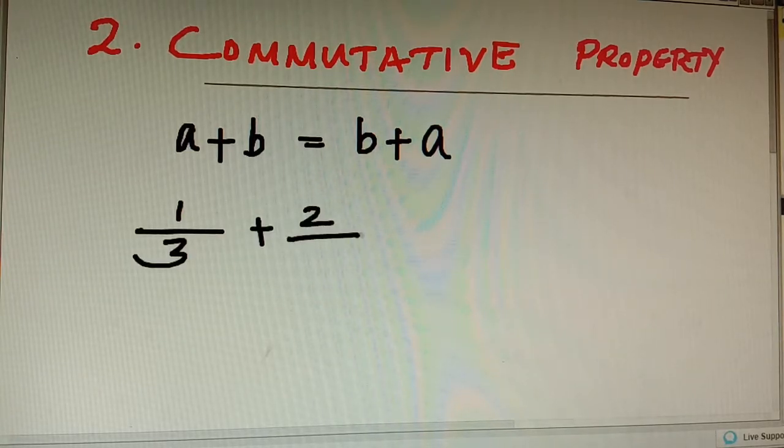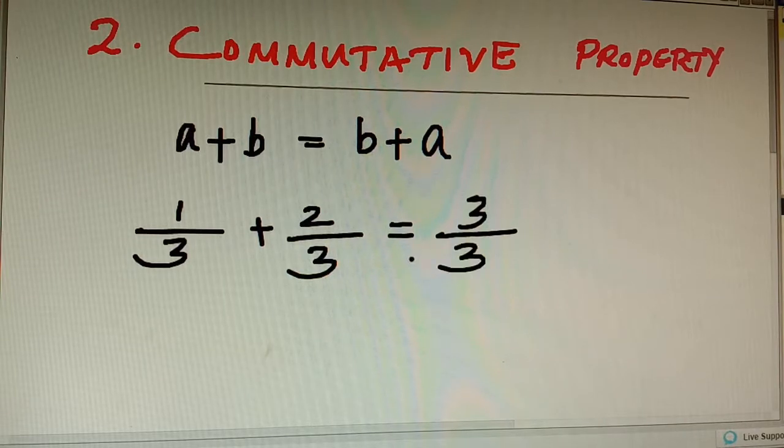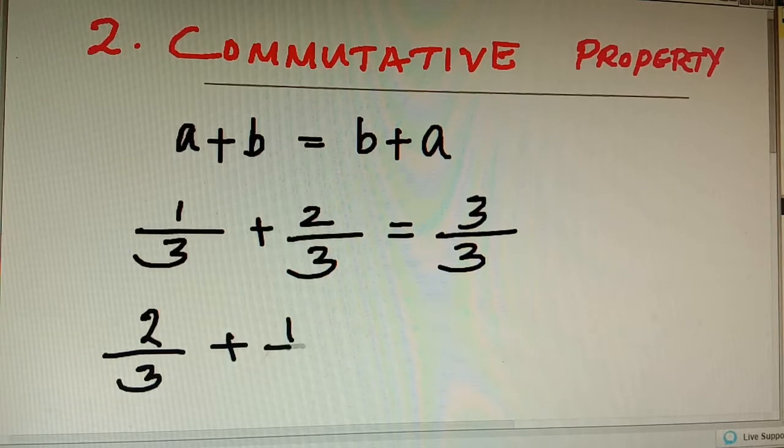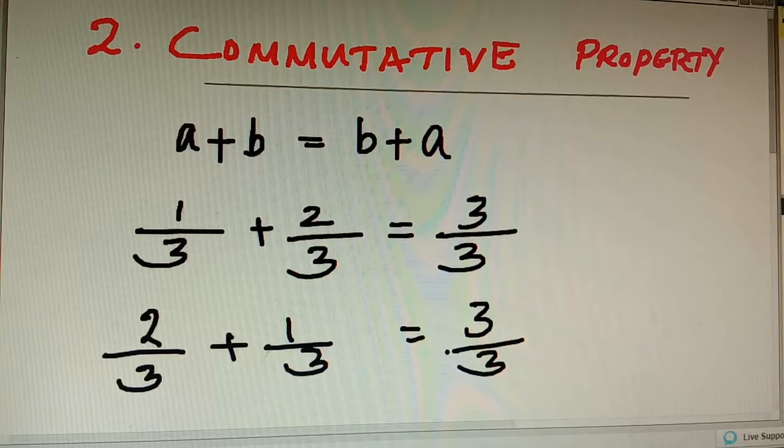2/3. Then if I add 1/3 and 2/3, we can see that is 3/3. Now if we add in reverse order, that is 2/3 + 1/3, that is also the same answer, 3/3. That means for any two rationals we can see a + b is equal to b + a. That means we can add the rational numbers in any order. That is commutative property for addition.